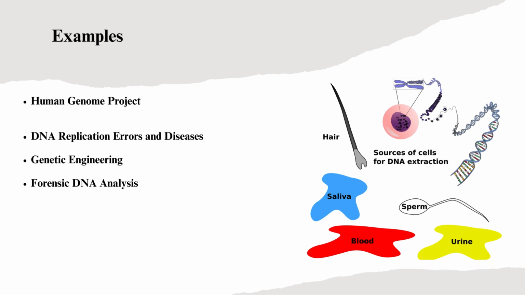Okay, so we also have genetic engineering. Genetic engineering techniques such as CRISPR-Cas9 enable precise modifications of DNA sequences. And of course, we all have heard of forensic DNA analysis. DNA fingerprinting is used in forensic science to identify individuals based on their unique DNA profiles.